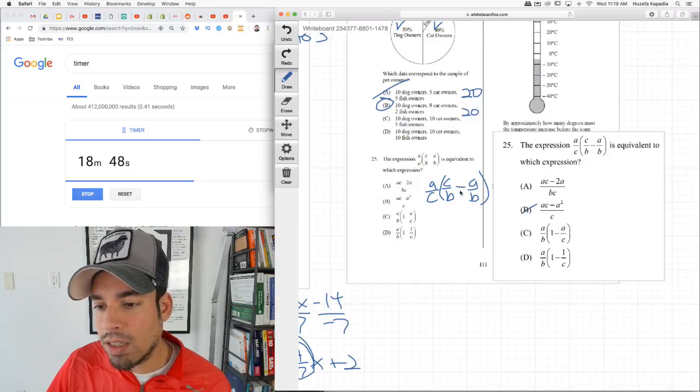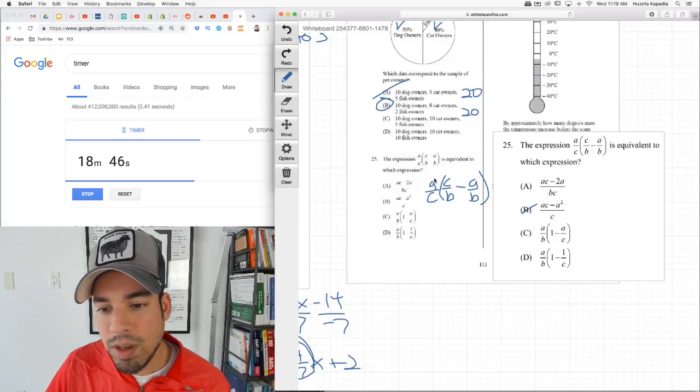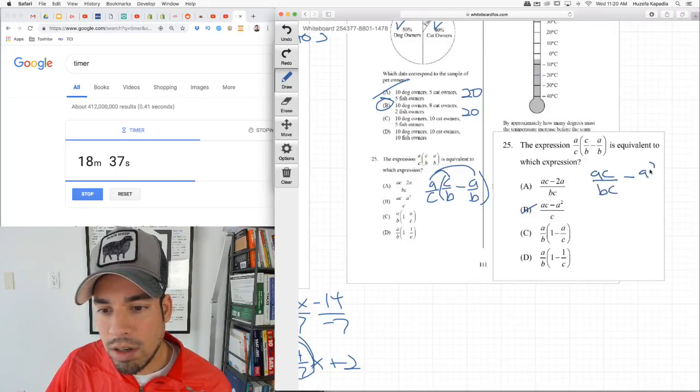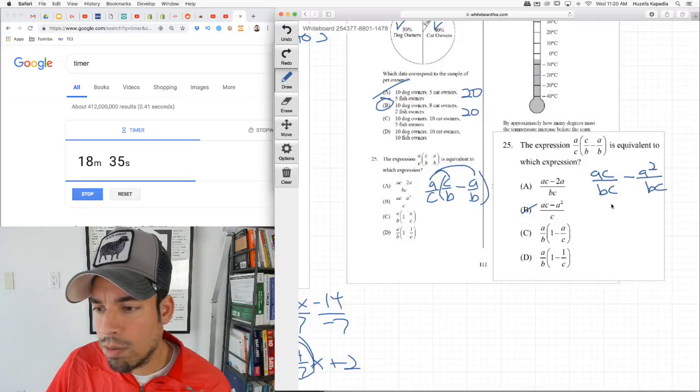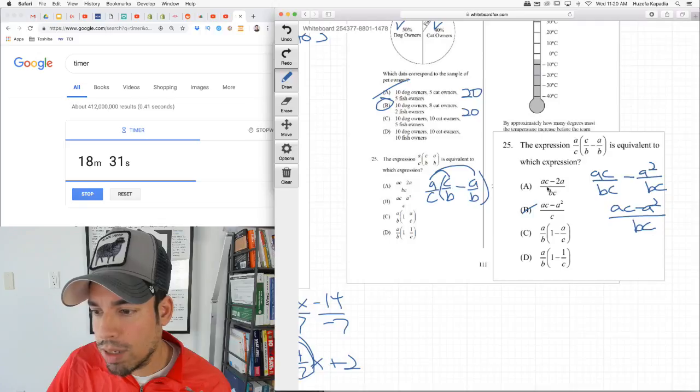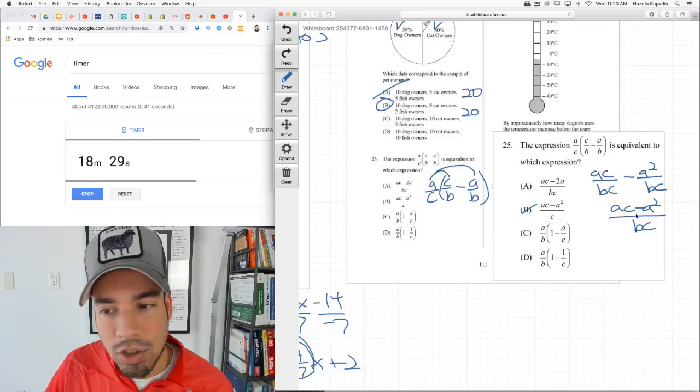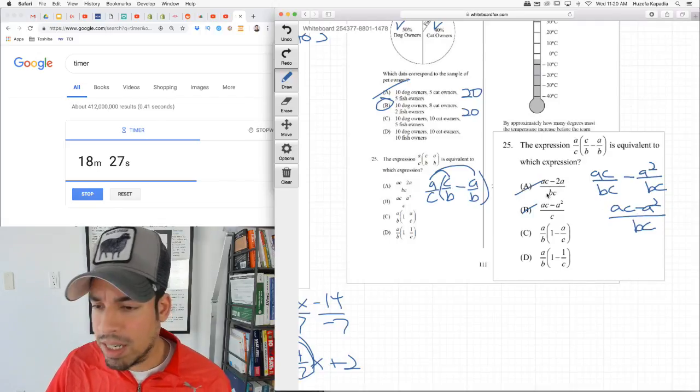Now let's multiply and see what happens. We're going to distribute. So this becomes AC, right? This just jumps over, multiplies there and there. This becomes AC over BC minus A squared over BC. Common denominators, we can combine them as AC minus A squared over BC. This is different from this. This is 2A, this is A squared. Because of that discrepancy, I know this is wrong.